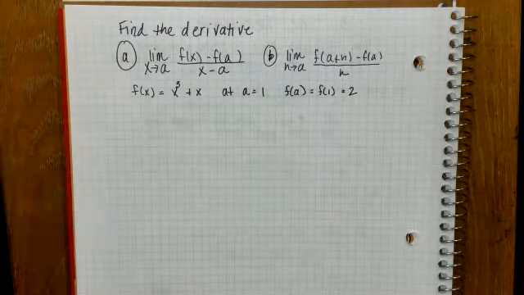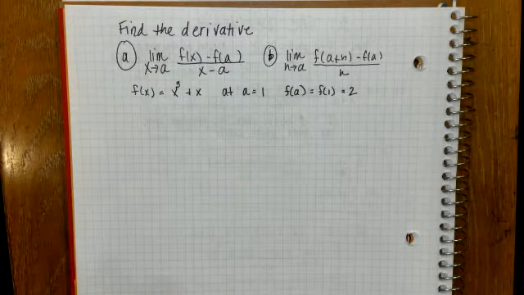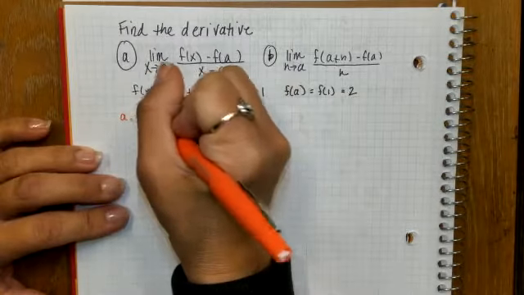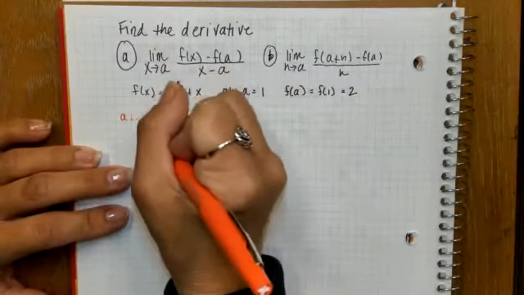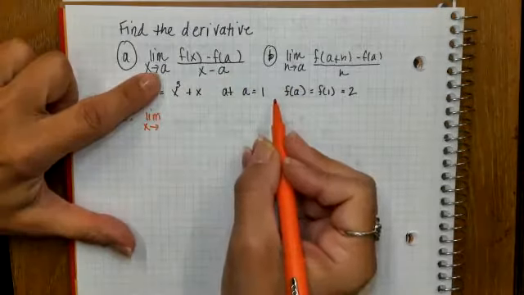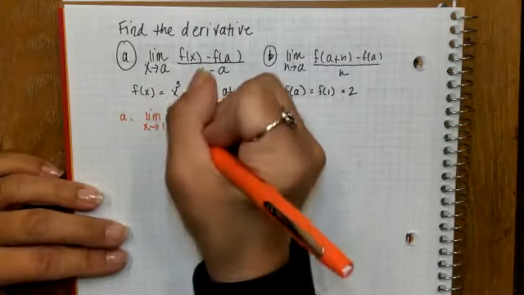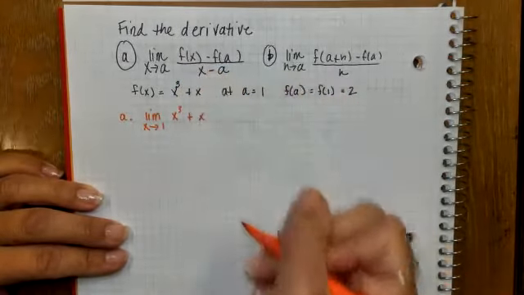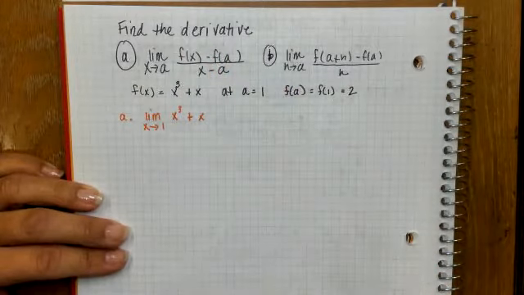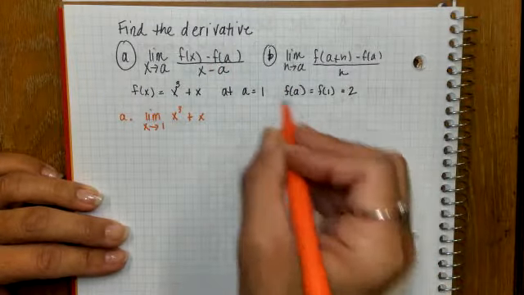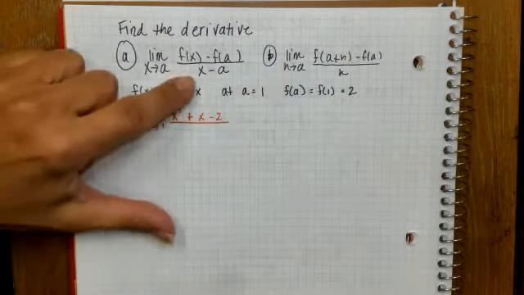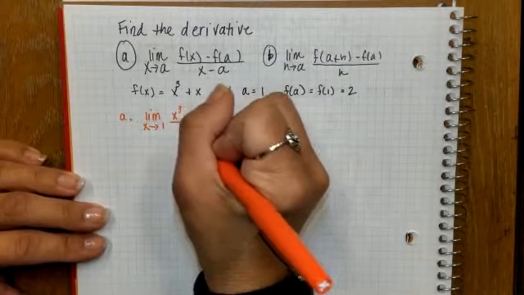All right, so let's start with part A. All these A's get confusing. So I'm going to want the limit as x approaches a, which is 1, of f of x, which is x cubed plus x, minus f of a, and f of a is 2, all over x minus a.